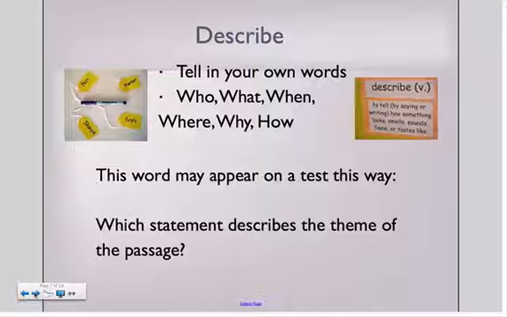So, one way it appears on the test is which statement describes the theme of the passage. So again, after I've looked at something, how would I describe it, or how would I put it all together based upon what I've read in my own words? Pause the video and write down these pieces of information.